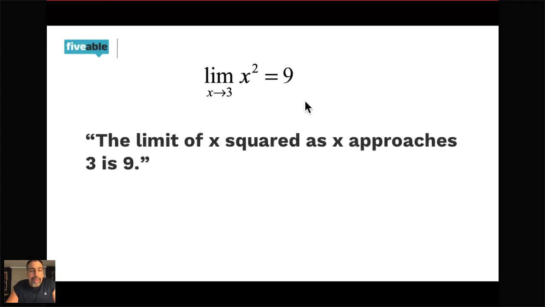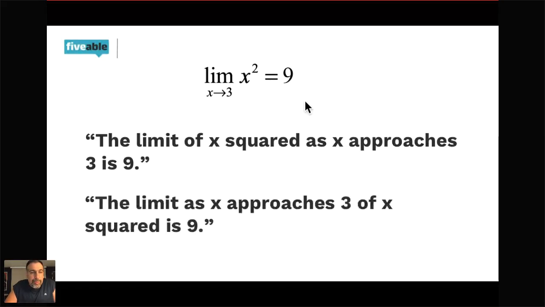So let's go ahead and talk about how we read this notation if it's new to you. The way it's read is the limit of x squared as x approaches 3 is 9. You could also switch it around. You could say the limit as x approaches 3 of x squared is 9. Both of them are correct ways to say it.